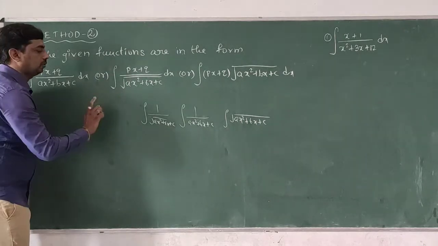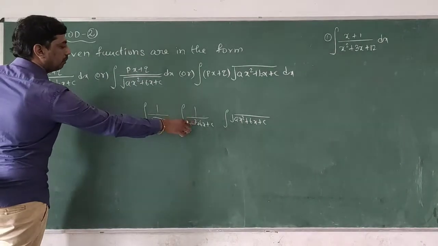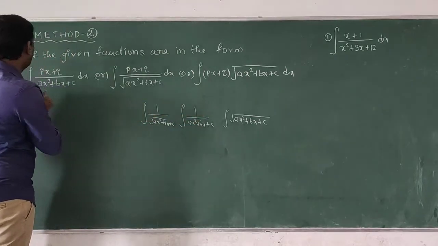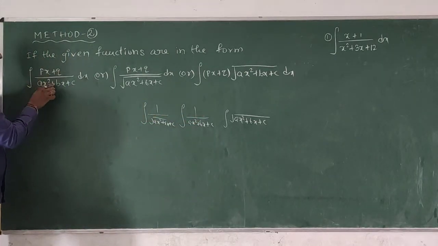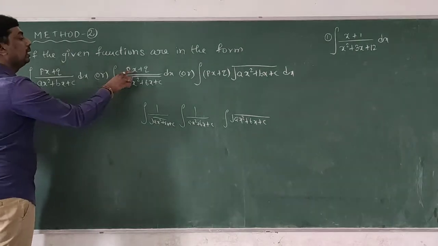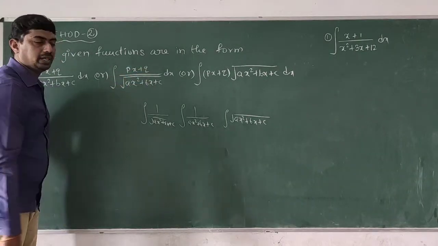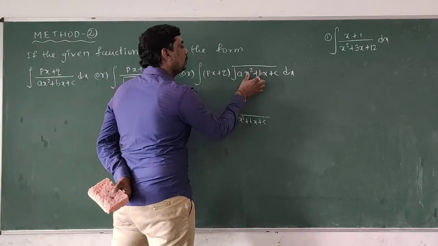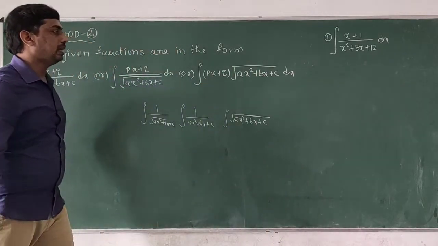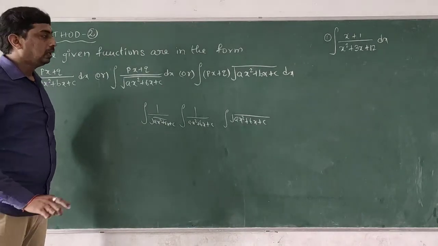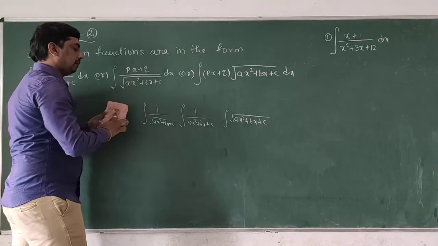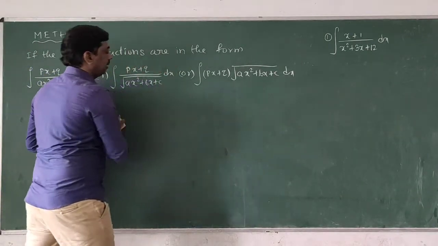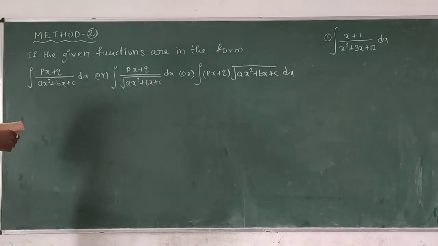Just observe these two. Here only 1 by square root, 1 by ax square. Here integration of px plus q by ax square plus bx plus c. Next px plus q by square root of ax square plus bx plus c. Next integration of px plus q into square root of ax square plus bx plus c. Okay, right. So this is clear. Method 1 completed. We understand clearly. Okay, now we go for method 2.